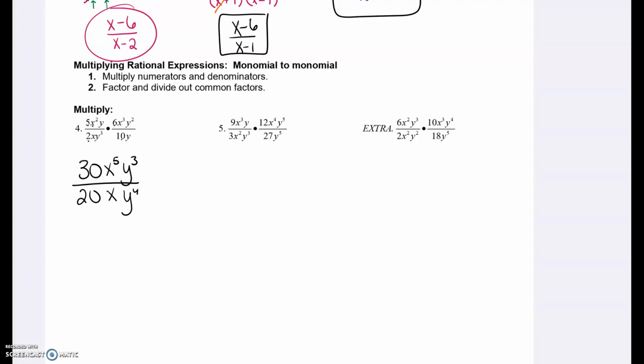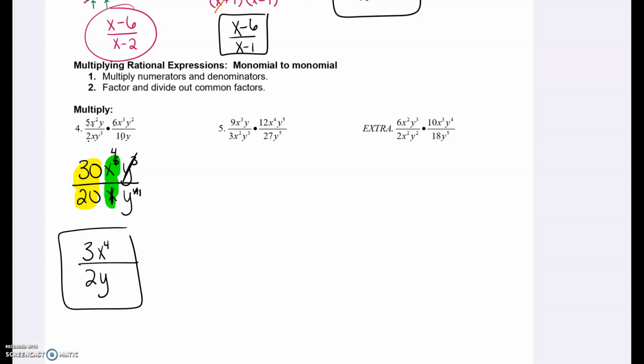Now we've been doing this long enough that I feel like you should be able to take some shortcuts. So first, we've got 30 over 20. Divide both of those by 10, we've got 3 over 2. Now for the x's. X to the fifth over x. This x on the bottom is going to cancel out one of those x's on the top, leaving you with x to the fourth left over. With the y's, these 3 y's on the top are going to cancel out 3 of the 4, leaving you with 1 y left over. So our final answer is 3x to the fourth over 2y.